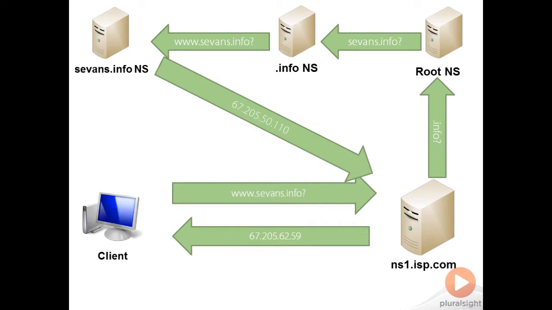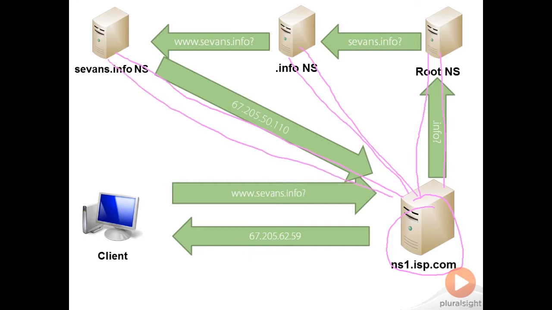Now, I cheated when I drew this slide. I made it look like the original name server, ns1.isp.com, reaches out to the root name server, and the root name server reaches out to the .info name server, and so on. In reality, what happens is name server 1 goes out to the root name server, and it responds. And then my original DNS server goes to the .info name server, and it responds. And then the original DNS server reaches out to the s7s.info name server, and it responds.